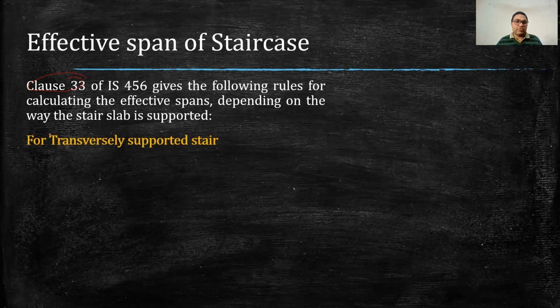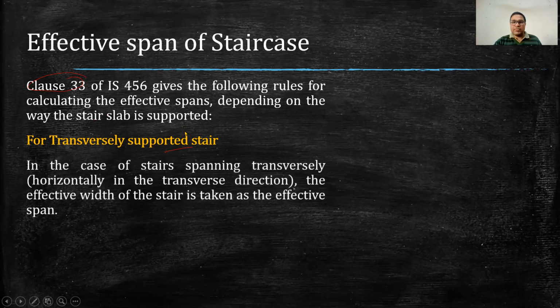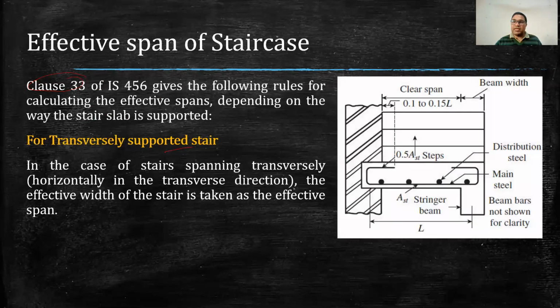So first we will talk about the transversely supported staircase. So finding effective span in this case is very easy. Basically, the effective span in this case will be considered as the center to center of the bearing. Like in this case, you can see this step is resting on this beam and on this wall. So basically, the effective span will be the center to center distance of the bearing.